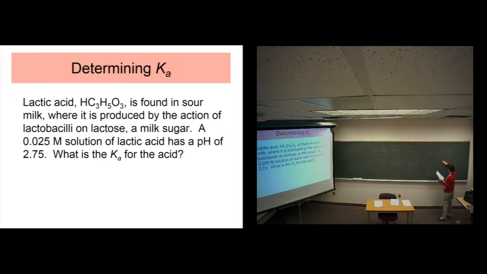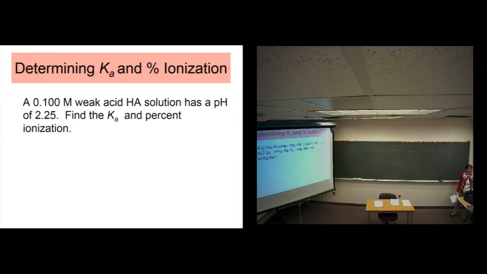Okay, so we've done this, right? All right, well, let's see if we can go again. This time it's a 0.1 molar acid solution, which has a pH of 2.25. Let's find the Ka and the percent ionization this time. So let's do it again. Okay, same thing. Just practice again. This time, let's add in percent ionization, now that we've talked about percent ionization.